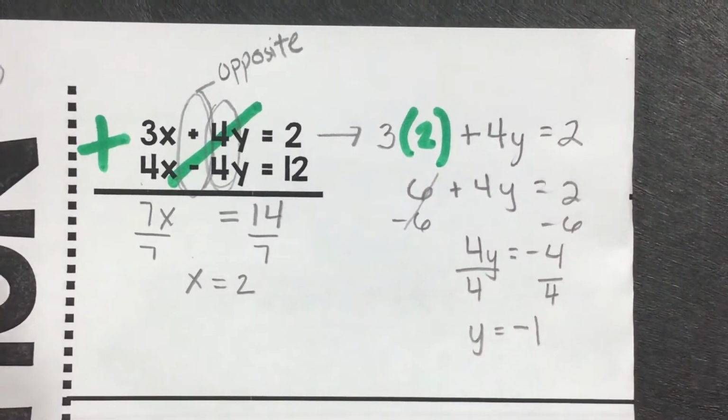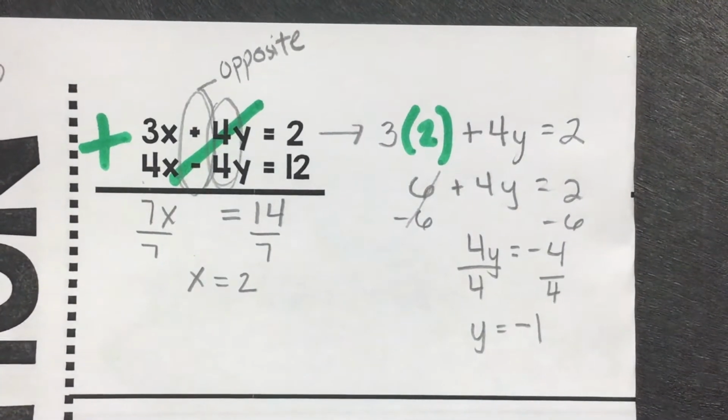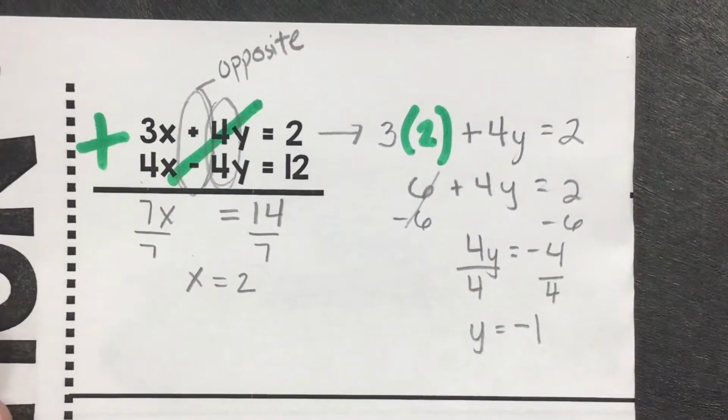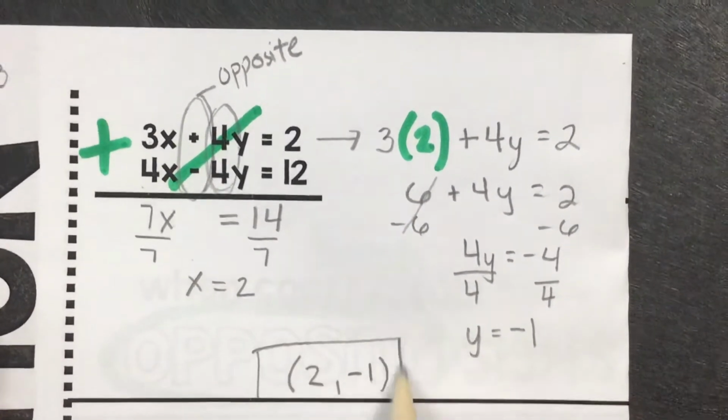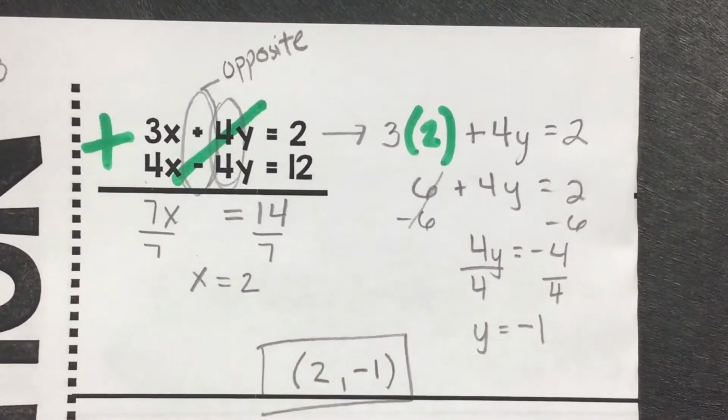And I'm still looking for that ordered pair. This is just a different method of solving called elimination, which gives you 2, negative 1 as the solution to this problem.